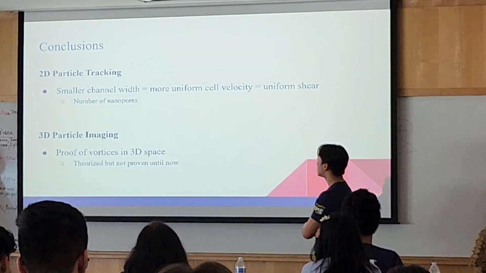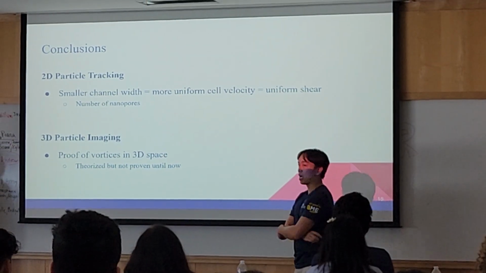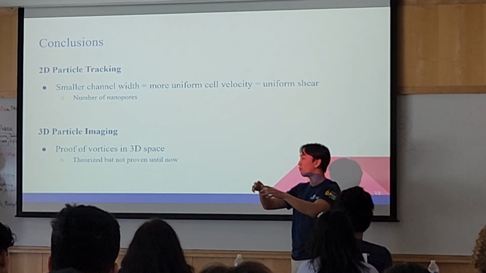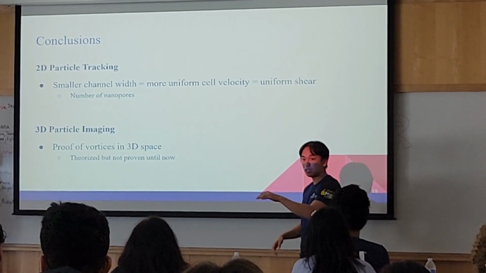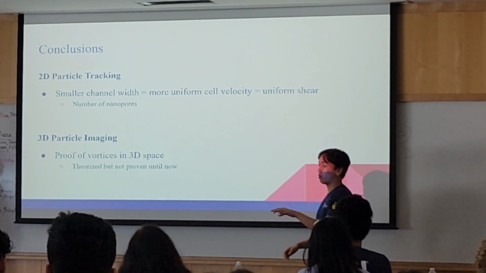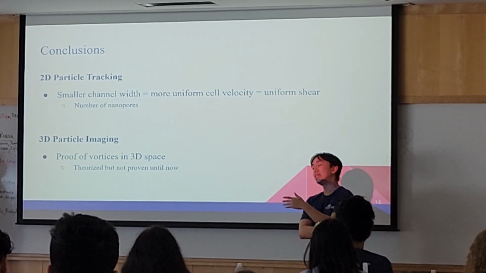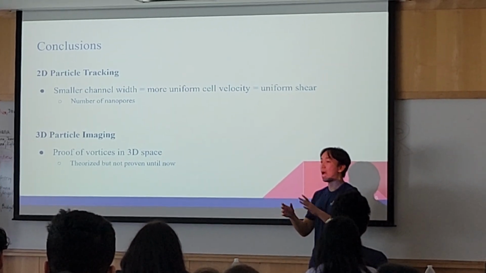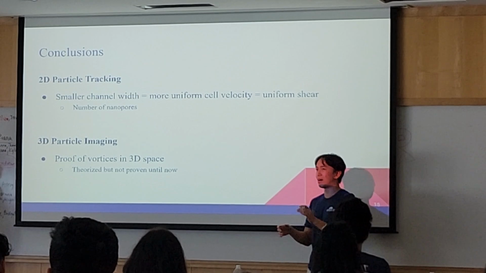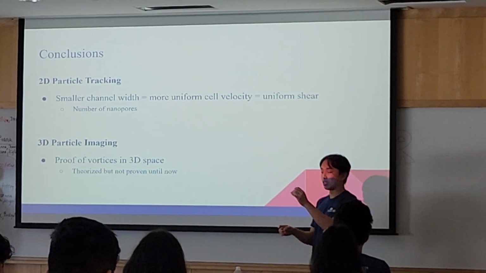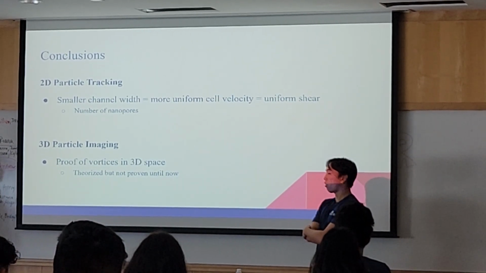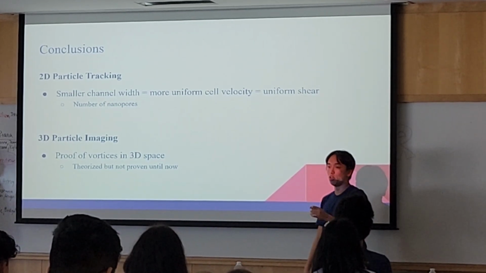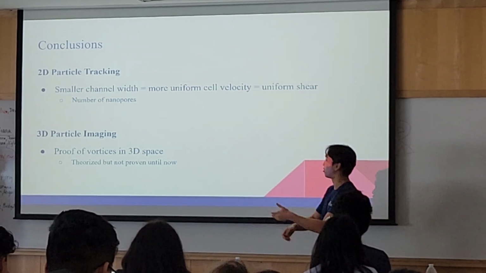So in conclusion, for the 2D particle tracking, we were able to determine that in general, the smaller the channel width in which the vortices are created for the cells, the more uniform the cell velocity, which means there will be more uniform shear. It's been theorized, though not proven, that with more uniform shear, every single cell would have approximately the same number of nanopores, and it's about number, not size, if I remember correctly, to allow the mRNA in. Although I wish we had a second week, it's very hard to see the nanopores specifically because they can close in 3 to 4 seconds, so it's very hard to get them under the microscope.